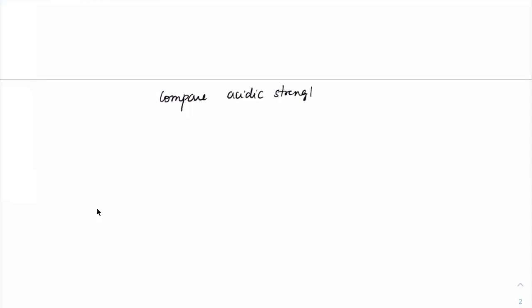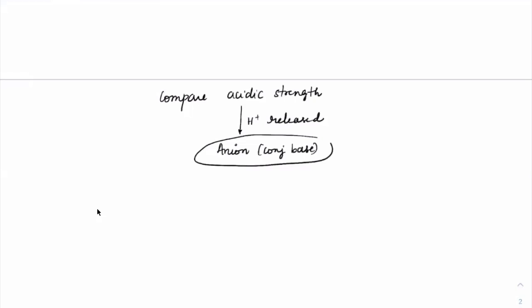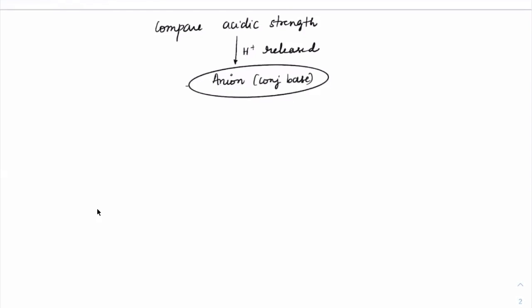What are the steps we would follow? First, we will release the H plus. After releasing H plus, we will get an anion, which is a conjugate base. So imagine we got this one. First, we got a conjugate base. So from the conjugate base, I will check for two important things.